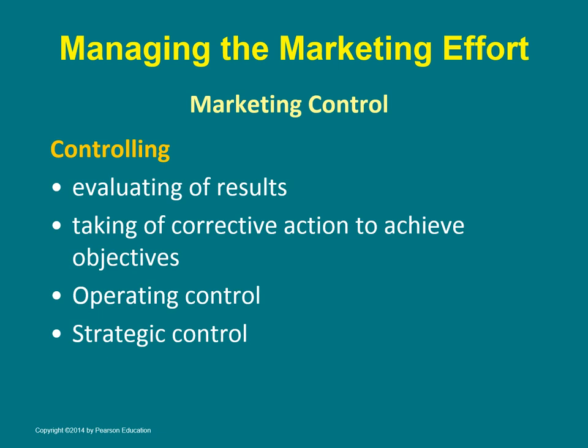And controlling means evaluating the results by comparing our plans with actual results, in order to know the variation and take corrective action to achieve objectives. And there are two types of controlling: operating control and strategic control.